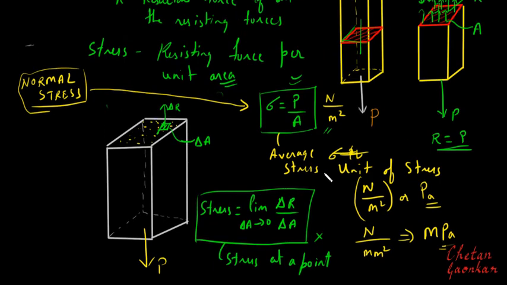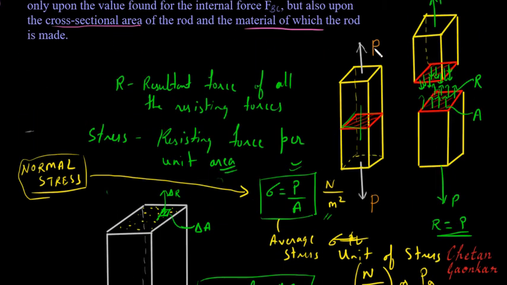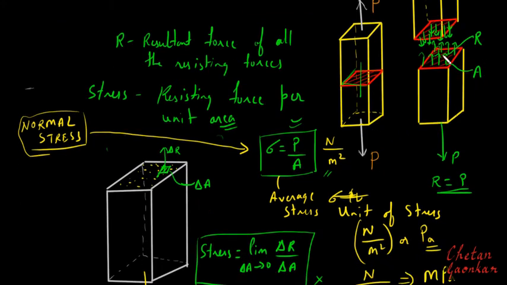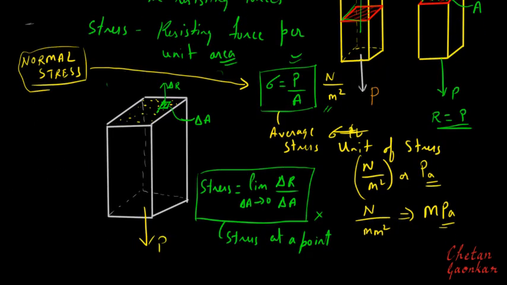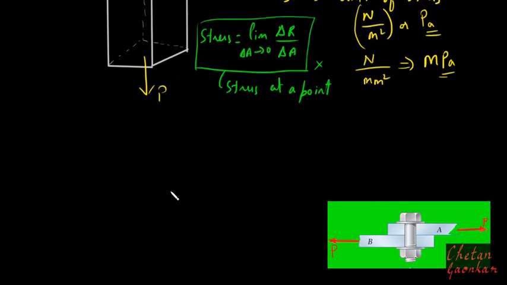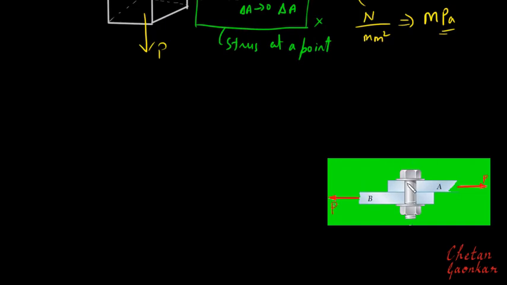But there can be one more kind of stress which may act in a material or in an object. See, in this case the resisting forces which were developed were exactly perpendicular to this cross sectional area, right? And that is why, since it was normal to the cross sectional area, we called this kind of stress which were developed as normal stress. But what about this case now?